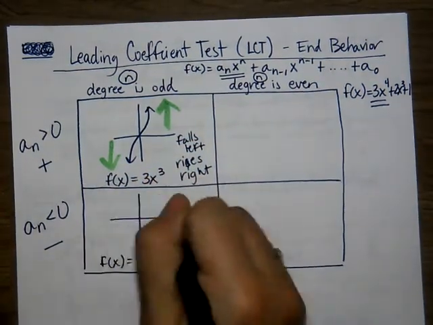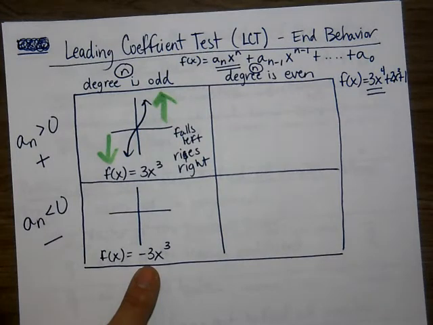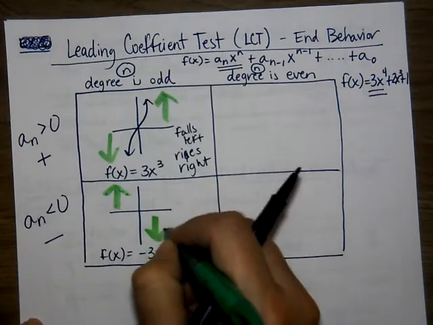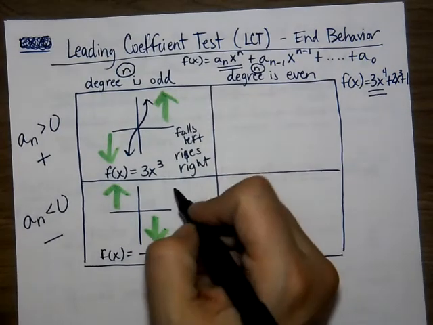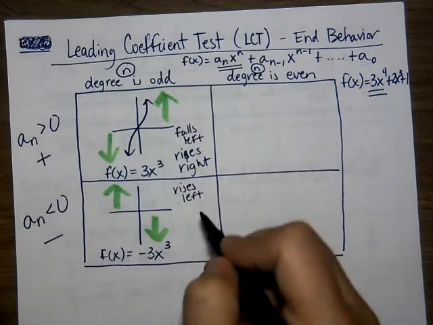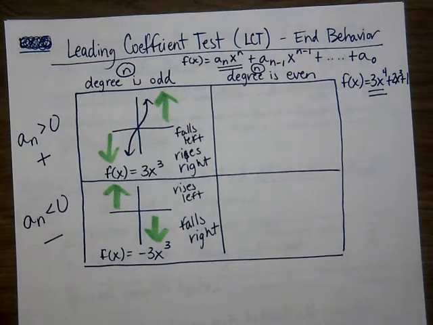Okay, so the test for f of x equals negative 3x cubed, what happens here? What does this graph do? Doesn't it do the opposite? Right? It flips. So that means it rises to the left and it falls to the right. Okay, so you can write those words, you can draw those arrows. This is true for any odd degree. This could be x to the 5th, x to the 101. They'll all follow this pattern.